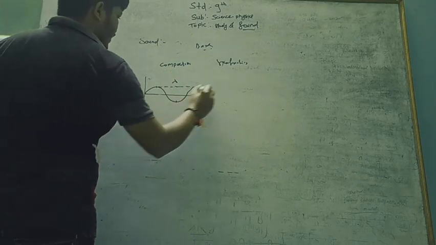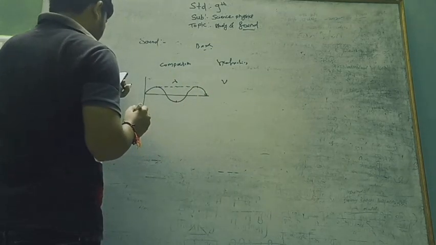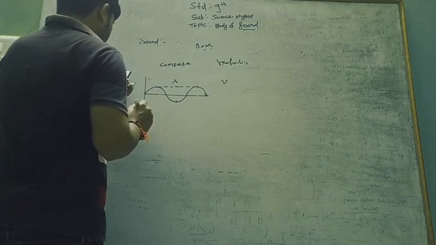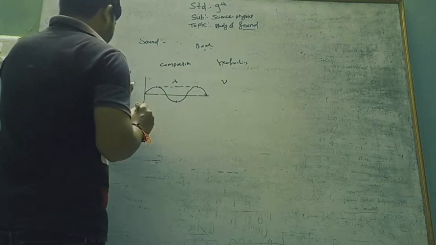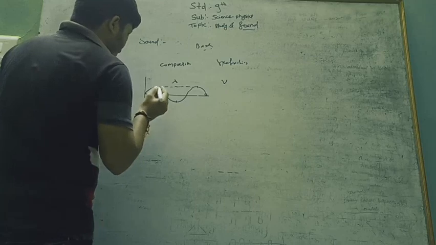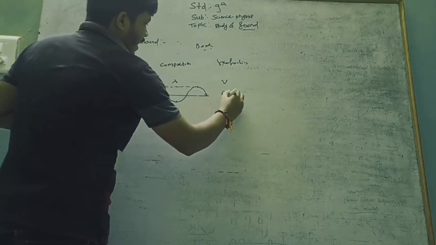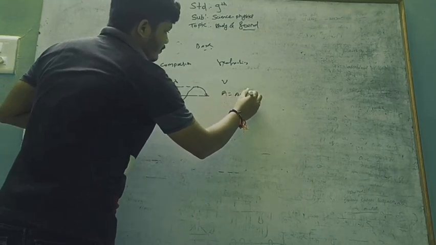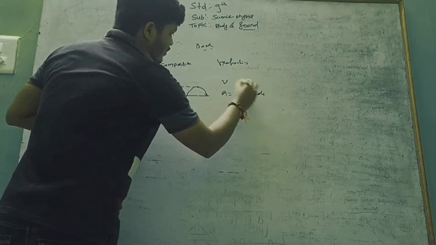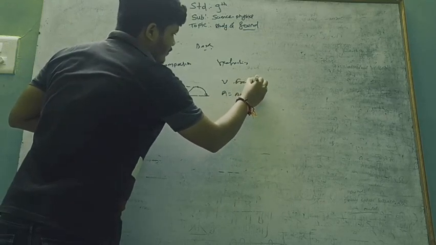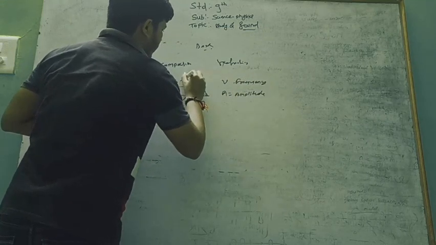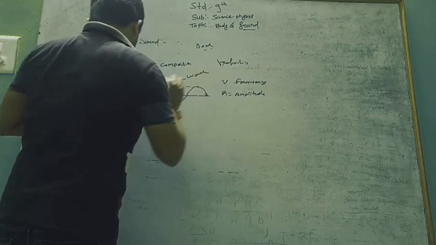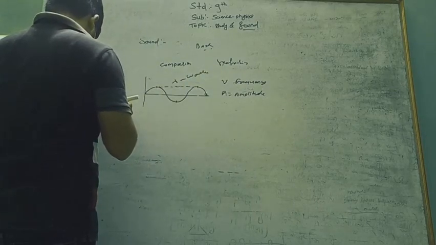The frequency is indicated by the Greek letter nu. The amplitude, which is the maximum value of the pressure, is indicated by A. What is A? It is nothing but the amplitude. This is the frequency, and this is the wavelength.